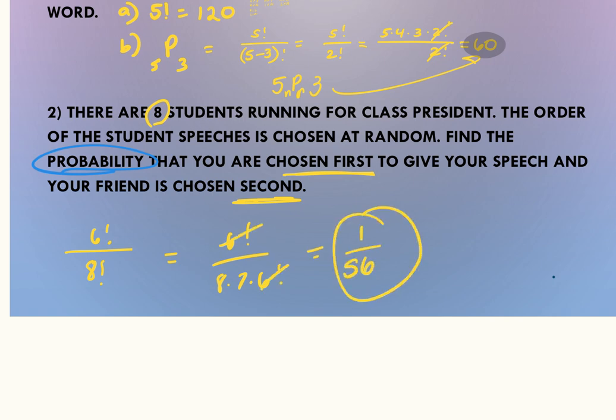Wait, why'd you do that 8 times 7 times 6 factorial? Because you have to break the bigger factorial down until it hits the smaller factorial so you can cancel them out. You always have to do that? Yeah, because we want this answer to be an exact fraction. You can't just do it on the calculator? You'd have to do 6 factorial and then 8 factorial, and then you'd have to reduce it, which is a lot of extra work.